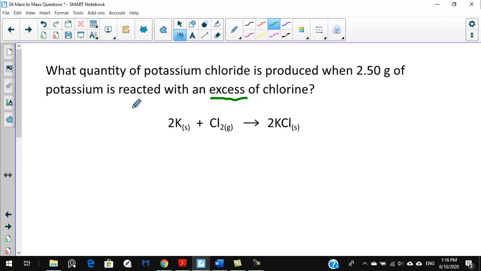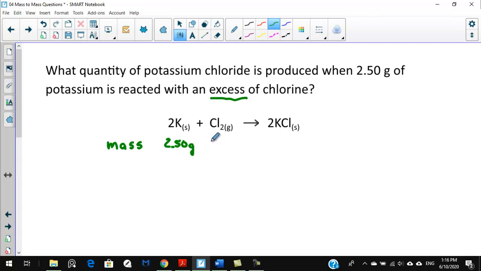So what they've done is they've given us some mass information. What I do is, under the balanced chemical equation, I make myself a little table. I'm trying to organize my data underneath this balanced chemical equation. So I've been given a number for potassium. I'm going to write down 2.50 grams right here, because that's how much potassium I'm given.